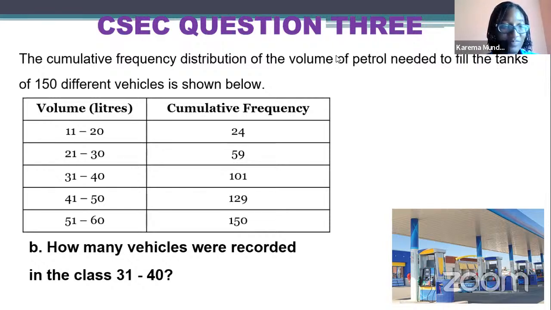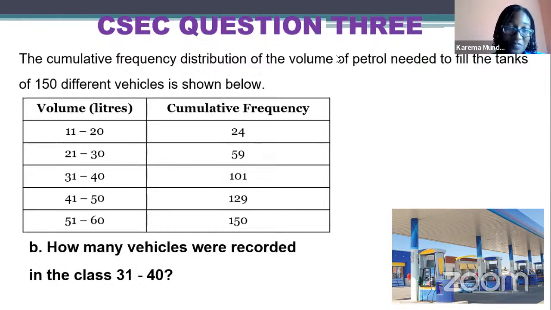24 is all the liters, right? From 11 to 20, right? And then from 11 to 30, that's 59, right? So going from 11 to 30 now, we are at 59 liters, right? And then it stops right there, and as you move up to 31 to 40, adding more volume of liters, you would get 101, right, as you move up.